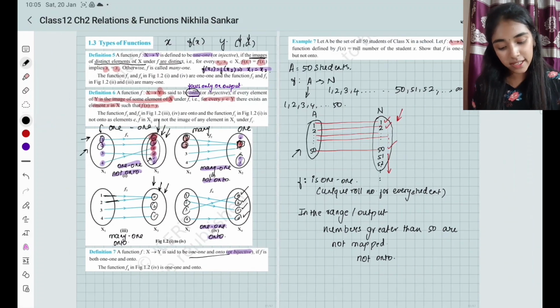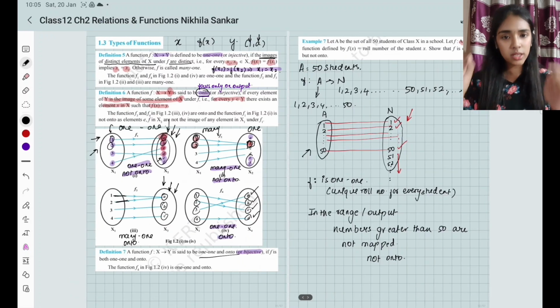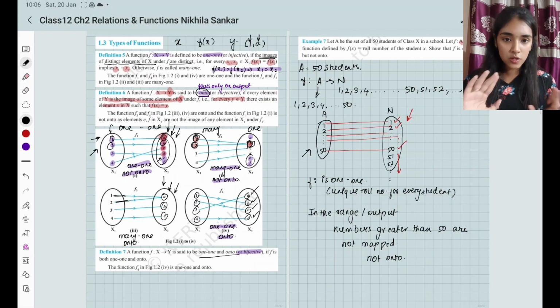புரிஞ்சுதா? 1-1 னா என்ன? Onto னா என்னன்னு புரிஞ்சுதா? 1-1 னா ஒரு ஸ்டூடெண்ட்டுக்கு ஒரு ரோல் நம்பர், ஒரு ஸ்டூடெண்ட்டுக்கு ஒரு ரோல் நம்பர். Onto னா இந்த பக்கம் நிறைய நம்பர்ஸ் மேப்பே பண்ணல, யூஸே பண்ணல, அப்படியே சும்மா இருக்கு. So that is not onto.